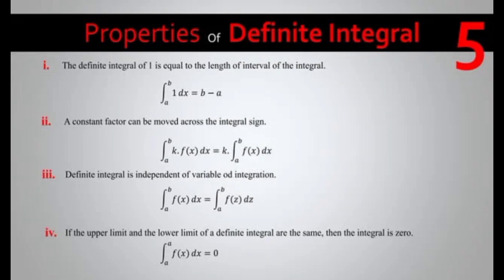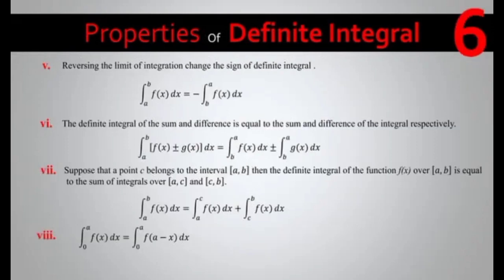Properties of definite integral. The definite integral of 1 is equal to the length of the interval of the integral. A constant factor can be moved across the integral sign. Definite integral is independent of the variable of integration. If the upper limit and lower limit of the definite integral are the same, then the integral is 0. Reversing the limits of integration changes the sign of the definite integral.